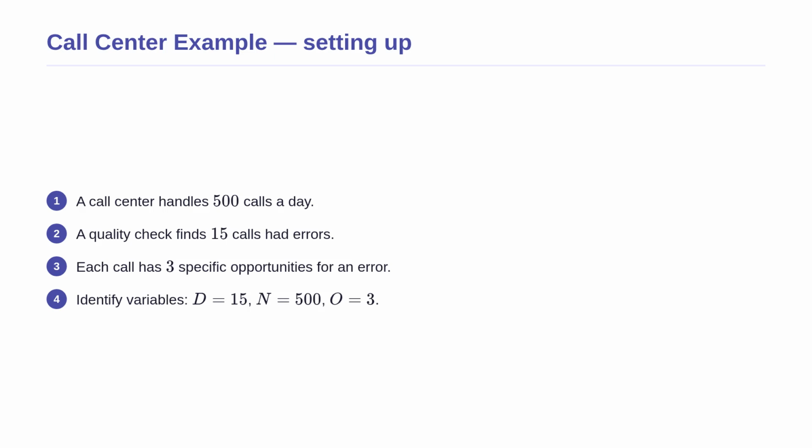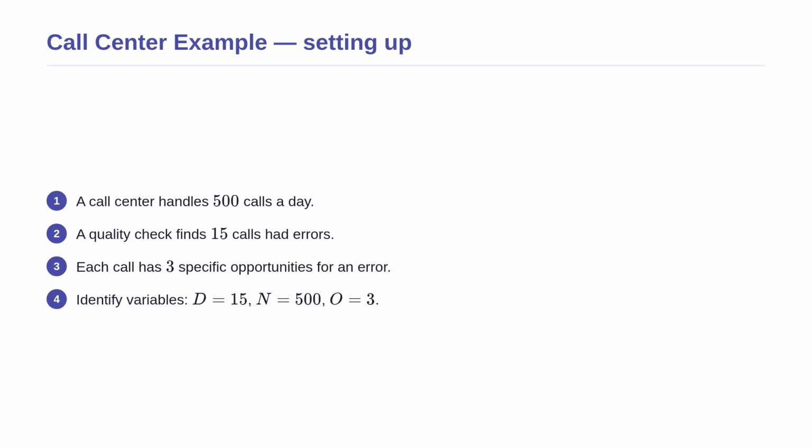Let us see how this works in practice with a concrete example. A customer service call center handles 500 calls a day. A quality check finds 15 calls had errors. Each call has 3 specific opportunities for an error to occur. We need to calculate the DPMO. First, we identify our variables.